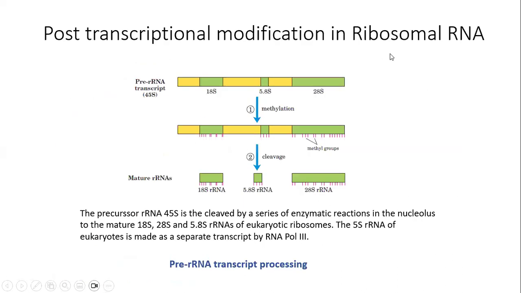The next slide is on post-transcriptional modifications in ribosomal RNA. We have the pre-ribosomal RNA transcript that contains sequences for 18S, 5.8S, and 28S rRNAs. These are first methylated and later cleaved, and you have the mature 18S rRNA, 5.8S rRNA, and 28S rRNA molecules, while only the 5S rRNA molecule is synthesized as a separate transcript by RNA polymerase III.